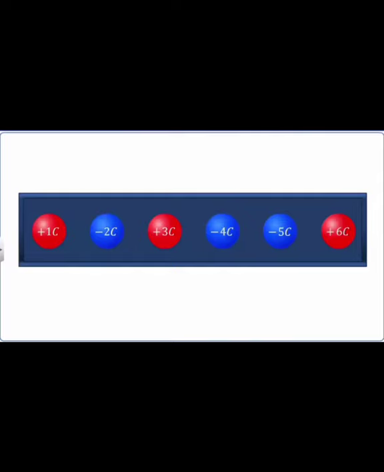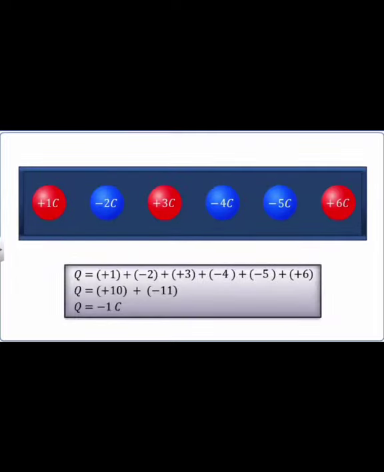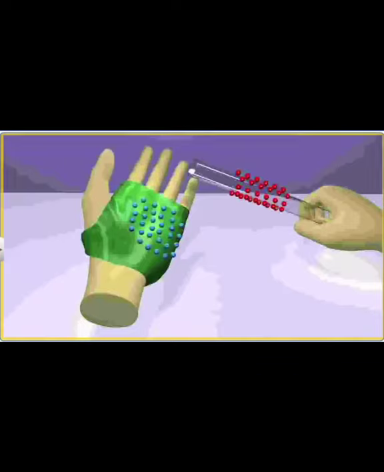For example, if a body is given 6 charges, all in Coulomb, say +1, -2, +3, -4, -5, +6, the algebraic sum would be -1 Coulomb, which means it is a negatively charged body. Another property of electric charges is that the total charge in an isolated system is always conserved.